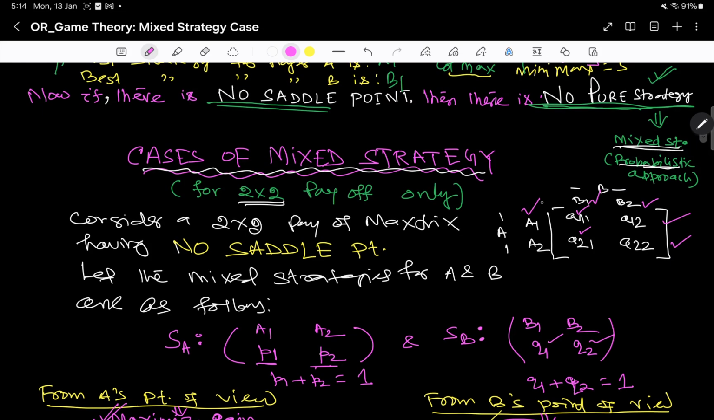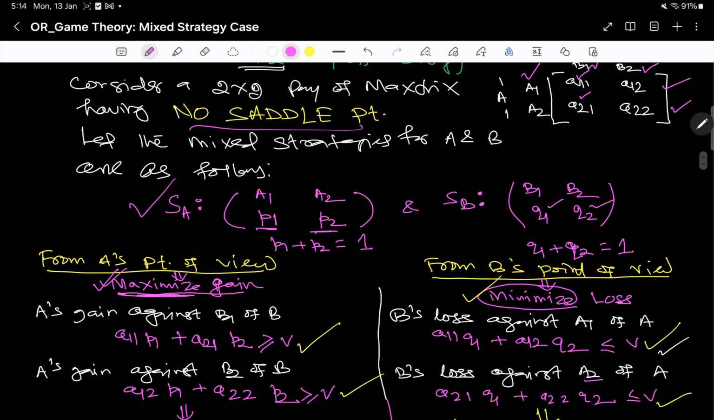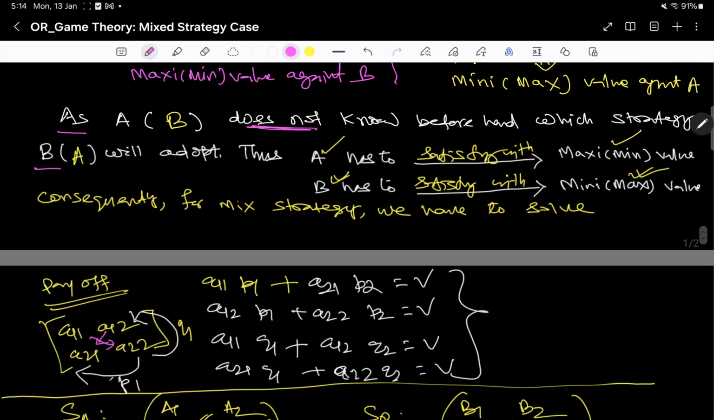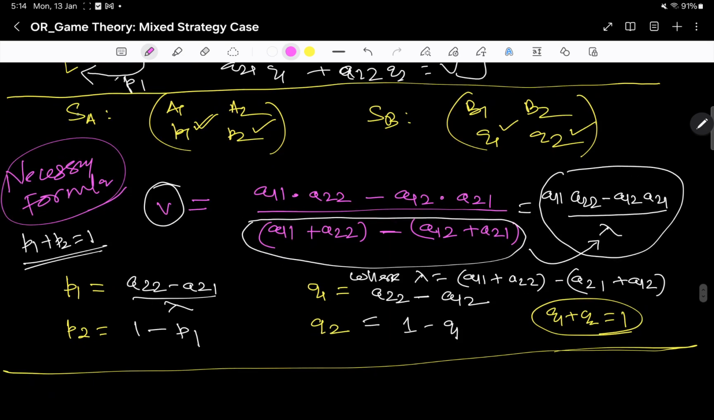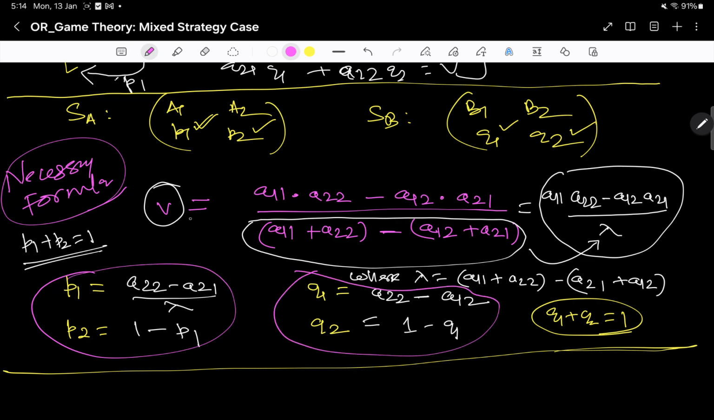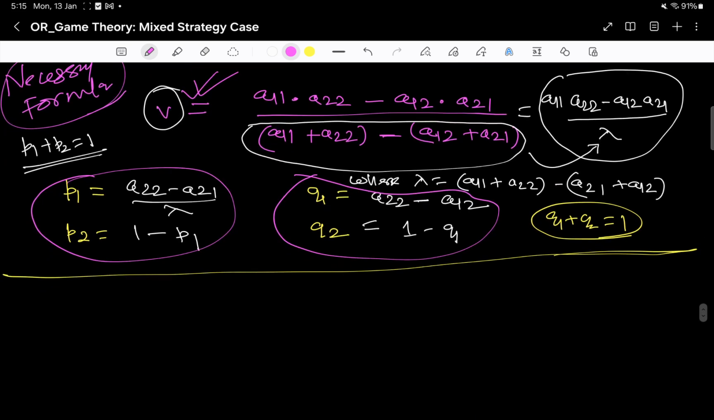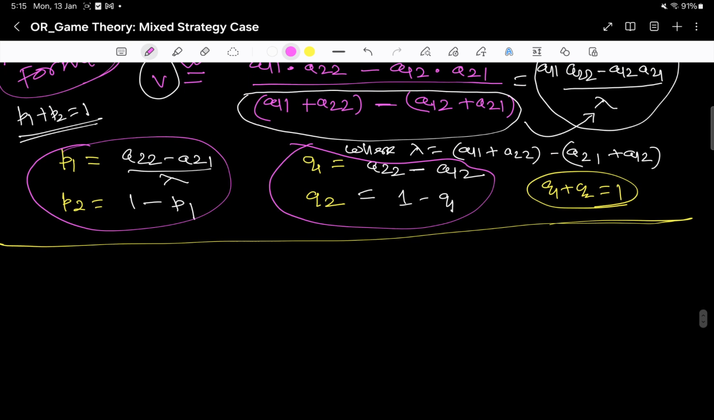We are given a game, a payoff matrix, and we don't have a saddle point. Then we write the mixed strategy accordingly, and this is the formula to get it. These are for my P1 and P2, these are for my Q1 and Q2, and this is for the value of the game. So this is all about the mixed strategy case, and the restriction of this case is that it is applicable to a 2x2 matrix. Later on we will bring higher order matrices to 2x2, if possible, by using the dominance rule.